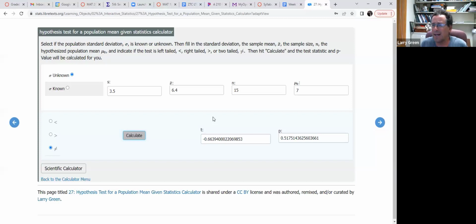All right, I hit calculate, and our test statistic, T, is called the test statistic. It's T because we needed to use the Student's T distribution because we did not know the standard deviation of the population. We're talking about a mean here. So the test statistic is negative, let's call it 0.66. Maybe I'll do four decimals, because your assignments are going to use 4 decimals: 0.6639.